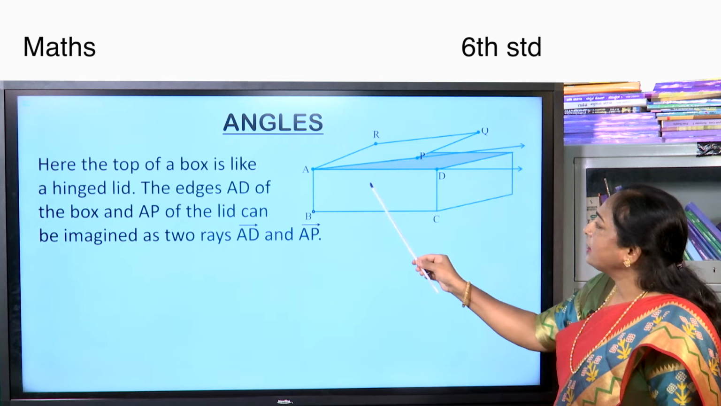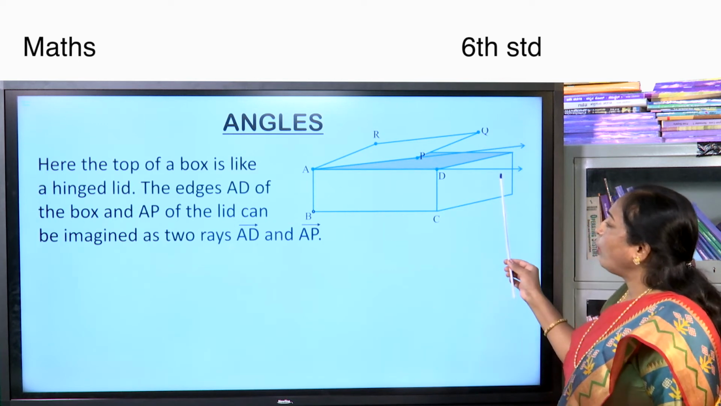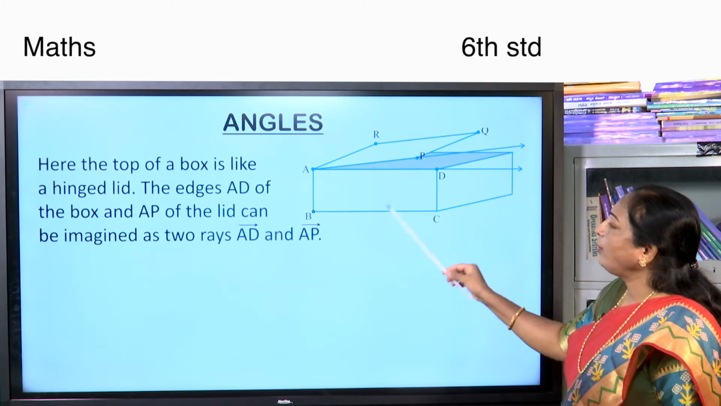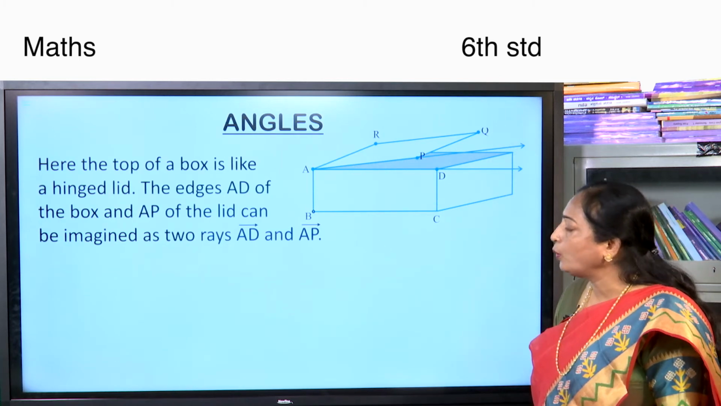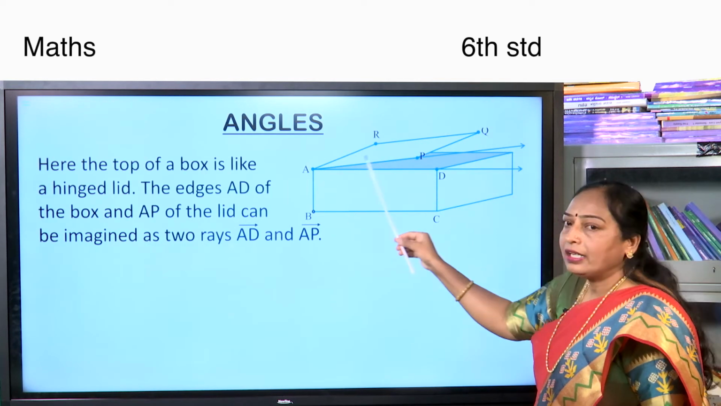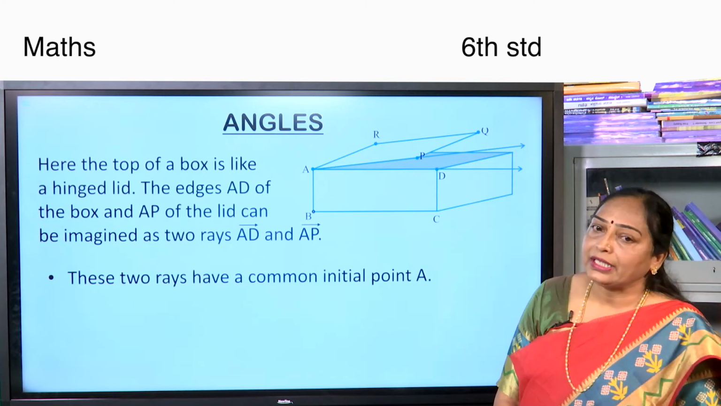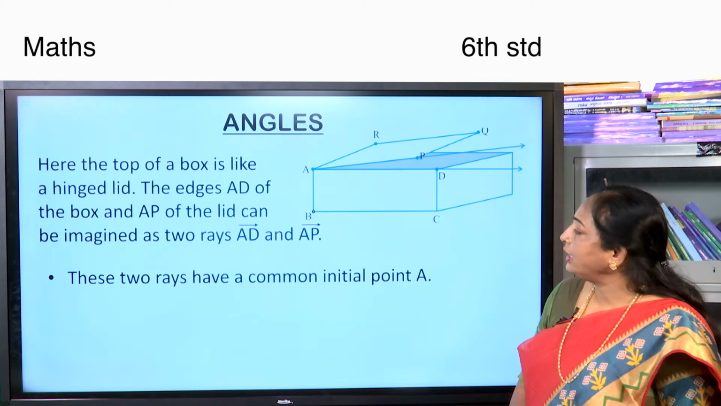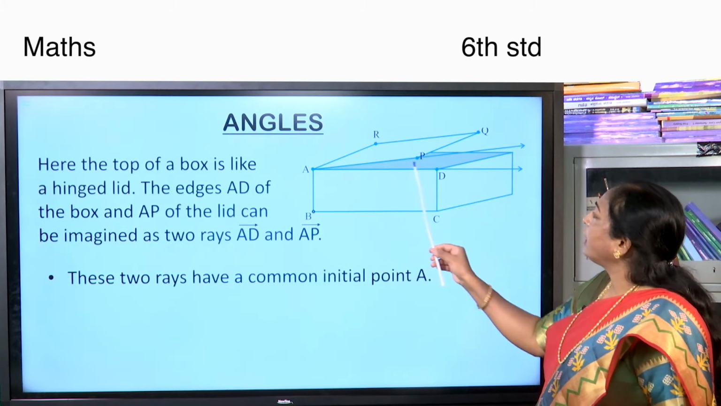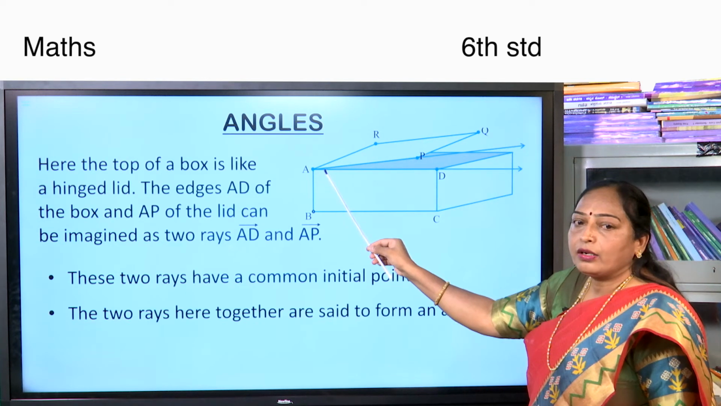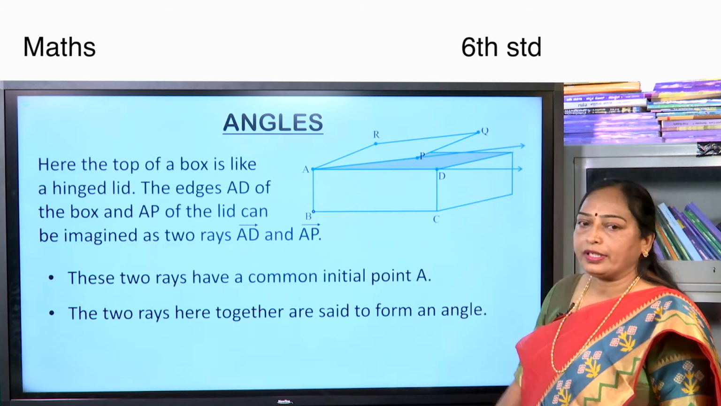The edges AD of a box and AP of the lid can be imagined as two rays, ray AD and ray AP. These two rays have a common initial point. Which is the common initial point for the rays AD and AP? A is the common initial point.